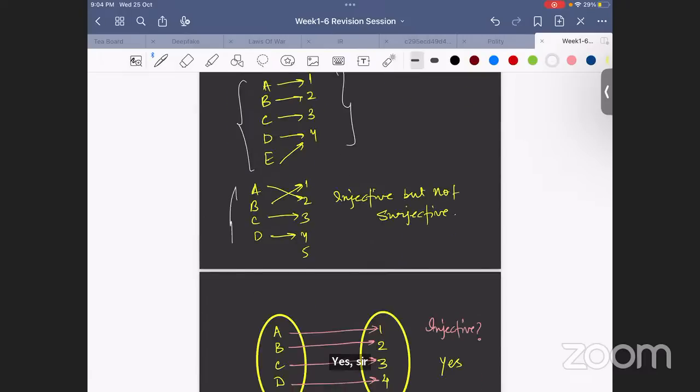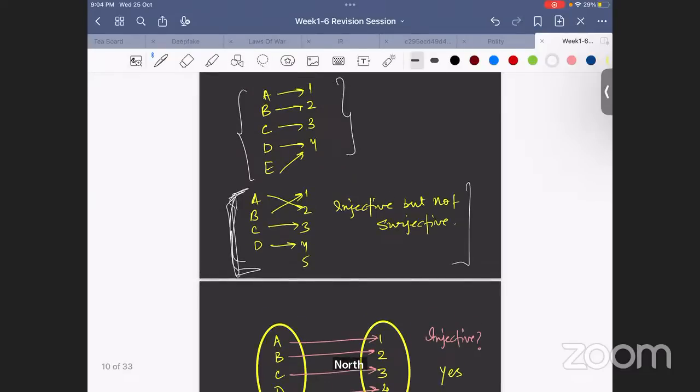The third condition, is it injective or not? Yes, sir, injective. It is clear now.